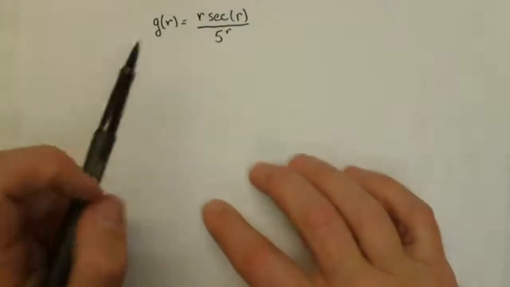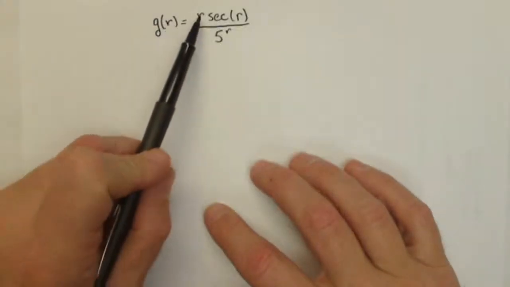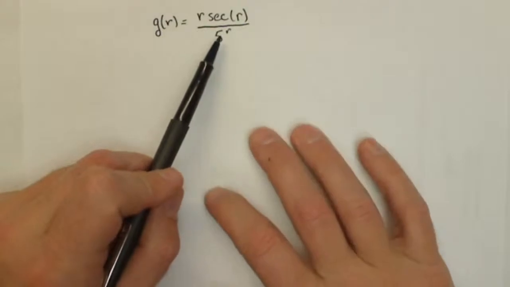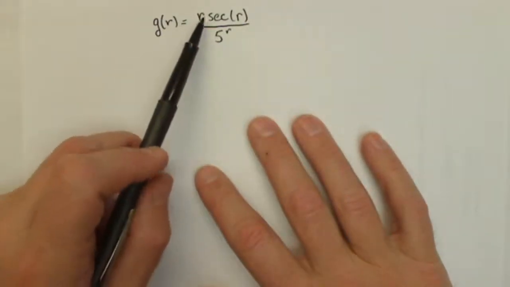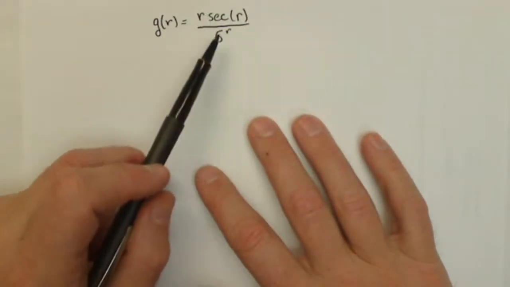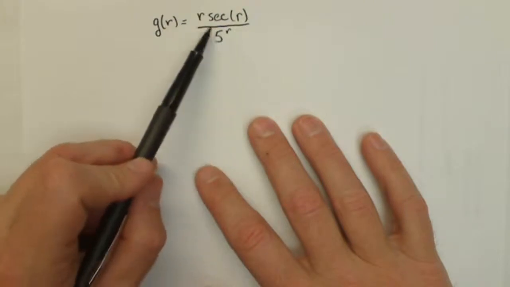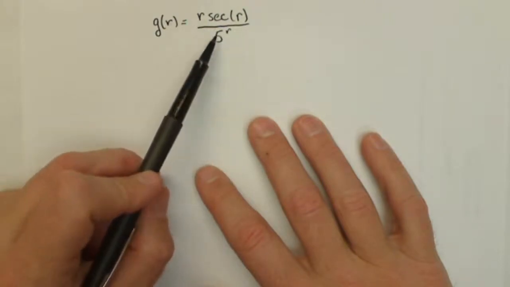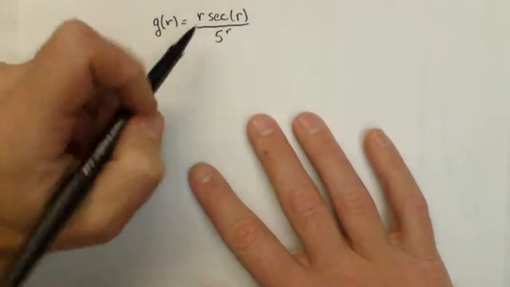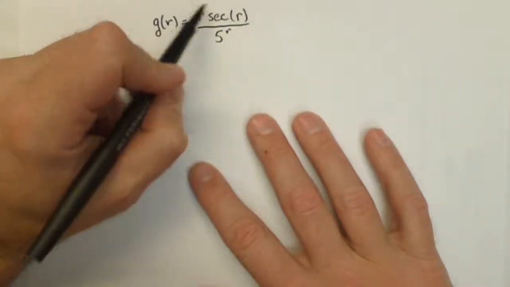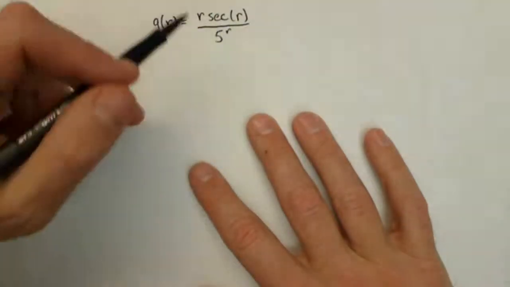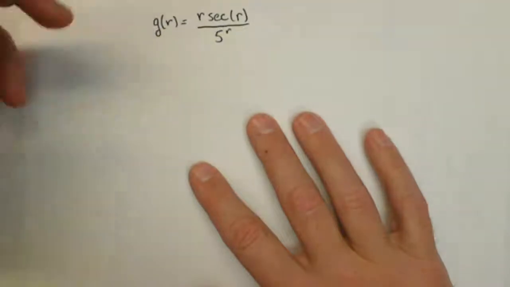In this video, we're going to take the derivative of g of r equals r secant r over 5 to the r. Now notice there's a product within a quotient. So we're going to need to use the product rule within the quotient rule. The reason I'll use the quotient rule overall is because I see it as a quotient. We could split this up, but this is going to be the easiest way.